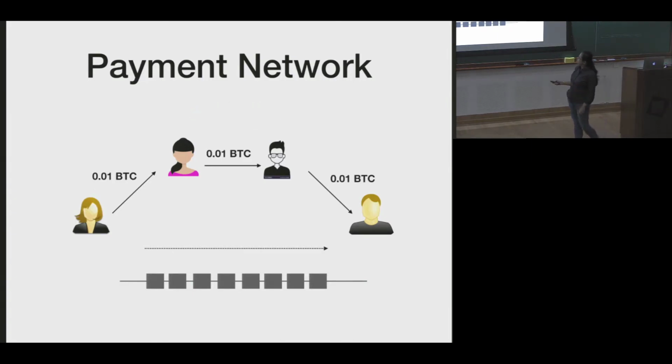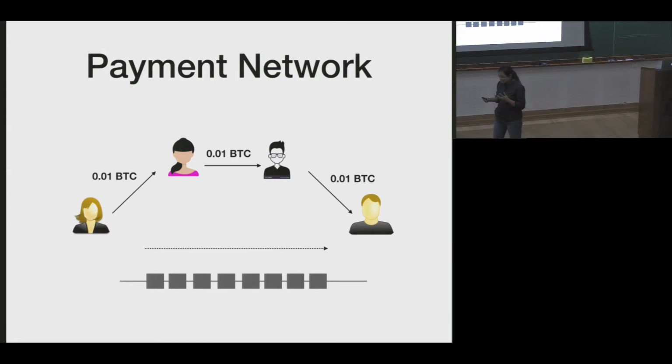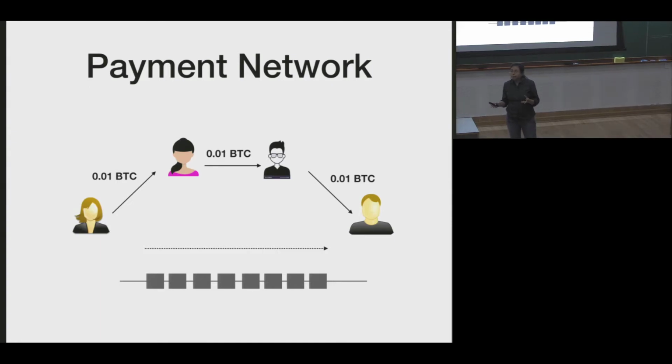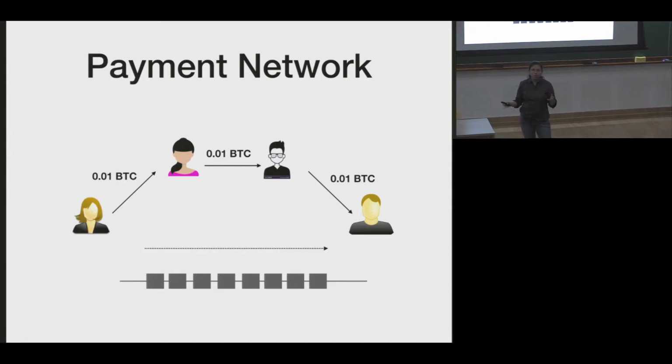Now, what happens is that it all seems fine: Alice sends 0.1 BTC, the intermediate node Carol forwards this 1 BTC to Bob, and Bob does this to Dave, and it looks all fine. But in reality, anyone can deviate from the protocol and refuse to forward the payment, and for various reasons.